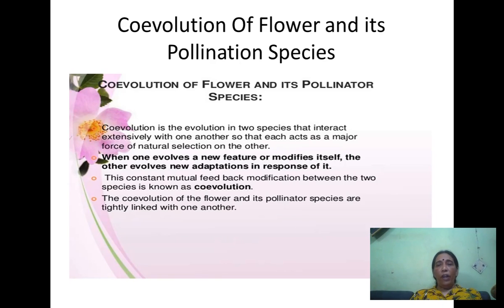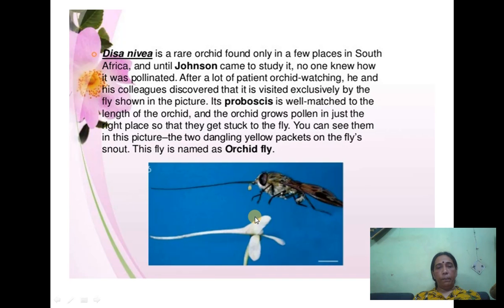Now let us see co-evolution of flower and its pollinating species. Co-evolution is the evolution in two species that interact extensively with one another so that each acts as a major force of natural selection on the other. When one evolves a new feature or modifies itself, the other evolves new adaptations in response. This constant mutual feedback modification between the two species is known as co-evolution. The co-evolution of the flower and its pollinator species are tightly linked with one another.